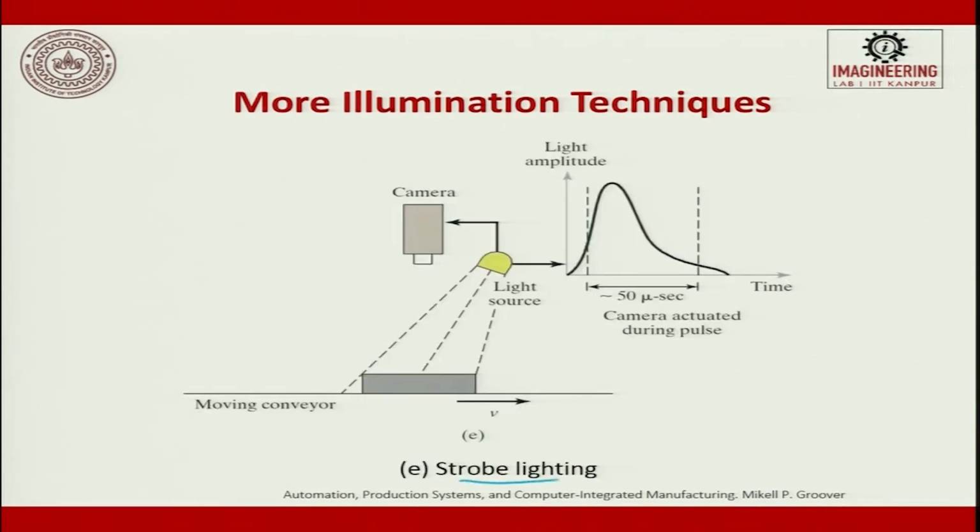This is strobe lighting. In strobe lighting, there is a moving conveyor and here is a light source. This is the light amplitude, and this is the camera, and this is the time in seconds. The camera actuation happens during the pulse, and this takes care of the moving velocity as an object moves and the camera captures. We use the strobe lighting technique.